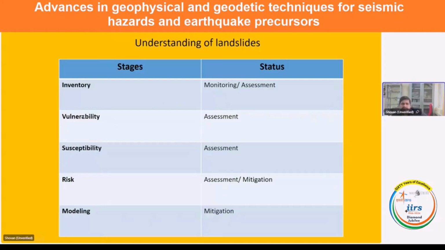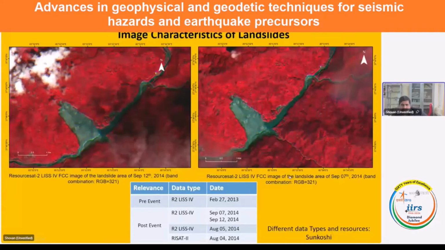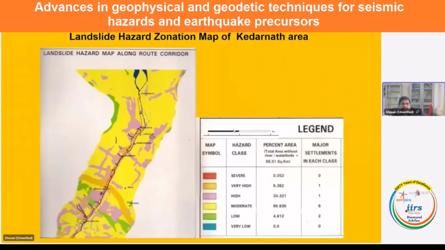Then once I come to vulnerability, susceptibility and risk, we are still at assessment and mitigation only. We have discussed how the landslide looks. Finally, the hazard zonation map will look something like this. This was made long before, maybe 30 years back from now, and that is still valid, and a lot of updates are available on this. This shows the Kedarnath temple we discussed a lot this morning. This is the temple, and around it we have high or very high zones still there.